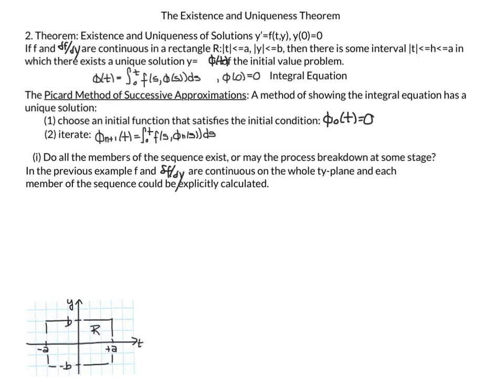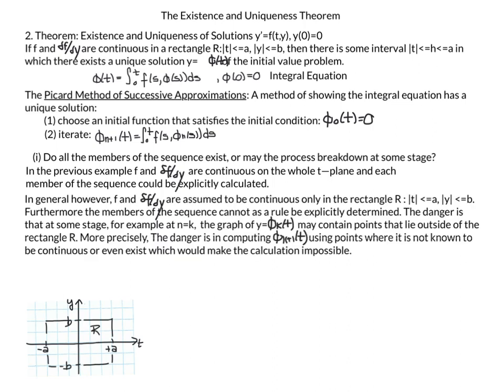Starting with the first question, do all members of the sequence exist, or may the process break down at some stage? So in the previous example that we had with the numbers, f and f_y were continuous on the whole ty plane, and each member of the sequence could be explicitly calculated. In general, however, f and f_y are assumed to be continuous only in a limited interval. In other words, our domain is going to be a rectangle. The absolute value of t is less than or equal to a, and the absolute value of y is less than or equal to b.